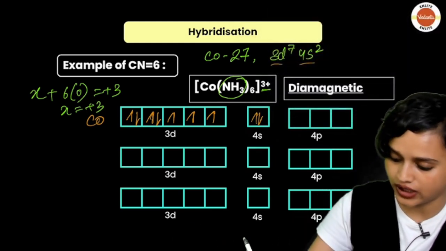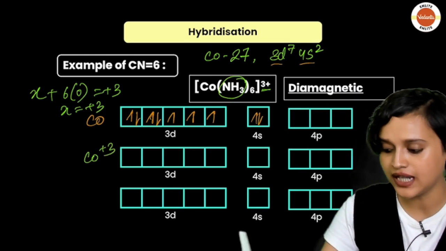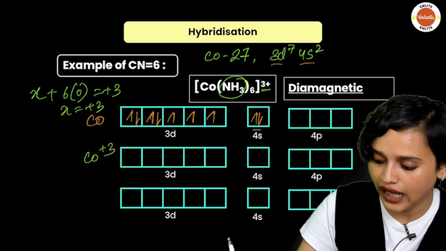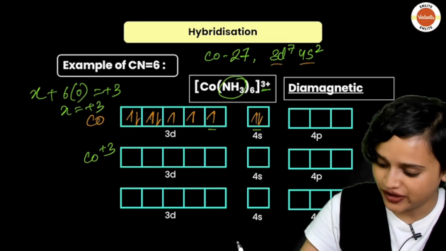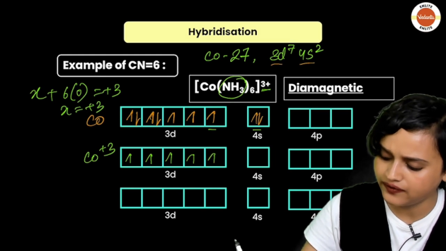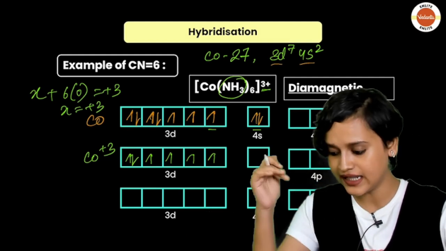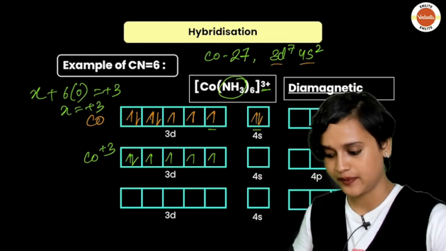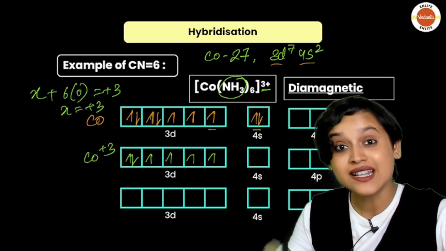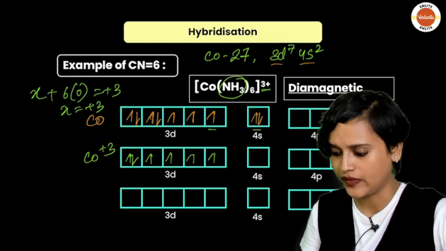Now let's take into consideration cobalt in plus 3 state. If it is in plus 3 state, these two will go and this one will go. So it will be 1, 2, 3, 4 and 5, and 6. It was 3d7, but it will be 3d6 now. There will be nothing in the 4s, right? It has emptied its orbital.